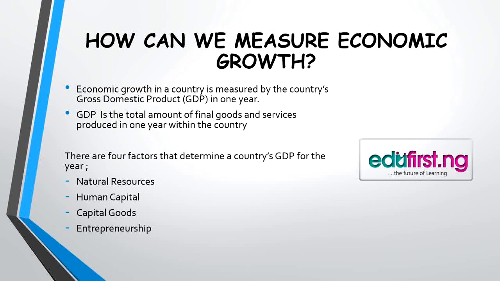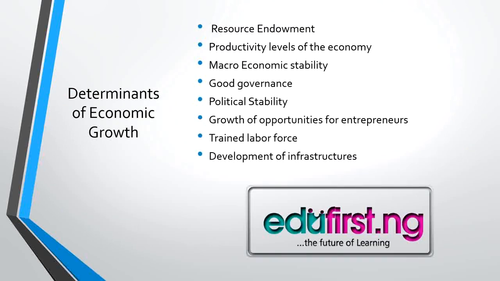How can we measure economic growth? Economic growth in a country is measured by the country's gross domestic product, which is the GDP, annually. GDP is the total amount of final goods and services produced annually within the country. There are four factors that determine the country's GDP for the year: natural resources, human capital, capital goods, and entrepreneurship.